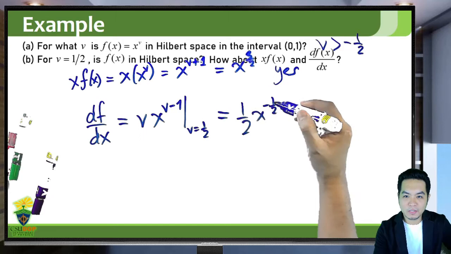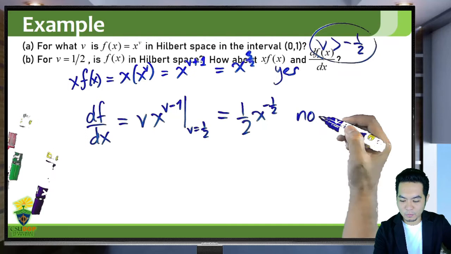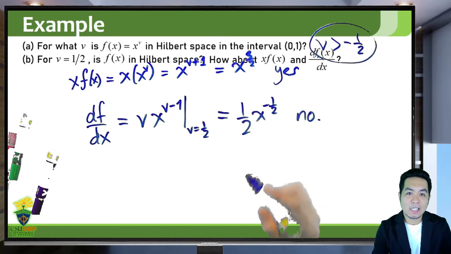And does it satisfy the condition that v must be greater than negative 1/2? No, it's exactly equal to negative 1/2. So the answer is no. The derivative of f with respect to x is no longer in Hilbert space. But x multiplied by our function f is still in Hilbert space in the interval 0 to 1.